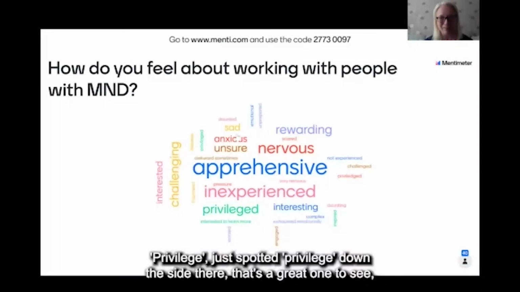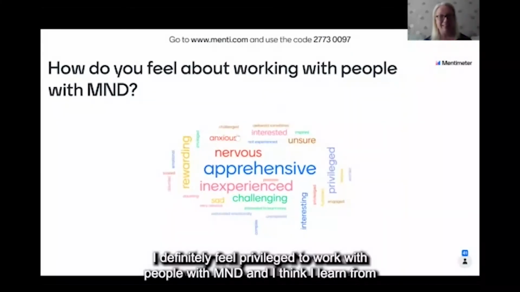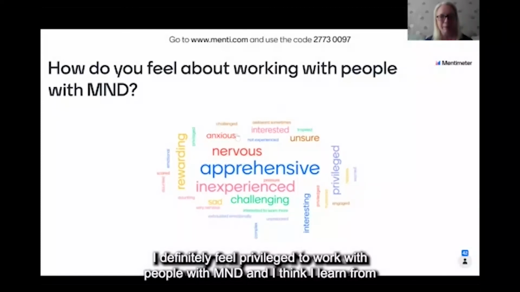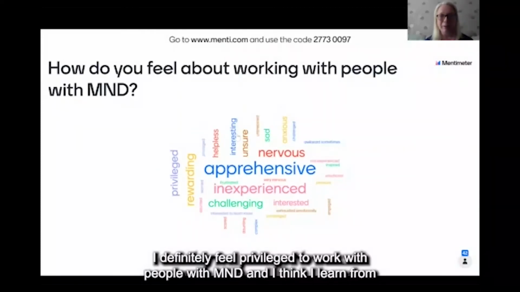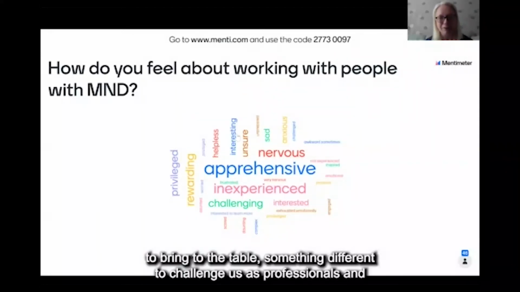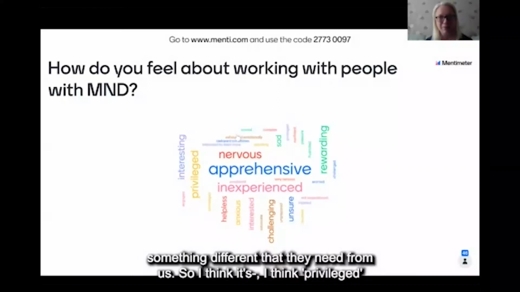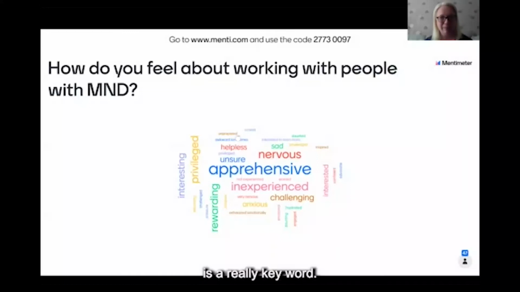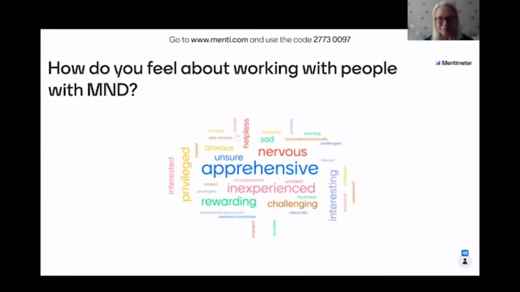Privilege, just spotted privilege down the side there. That's a great one to see. I definitely feel privileged to work with people with MND. And I think I learn from every single person I meet with MND, because everybody has something different to bring to the table, something different to challenge us as professionals, and something different that they need from us. So I think privileged is a really key word.